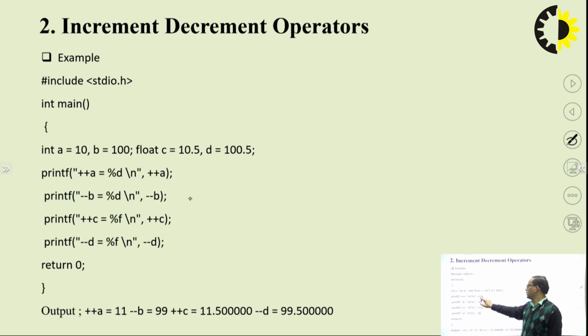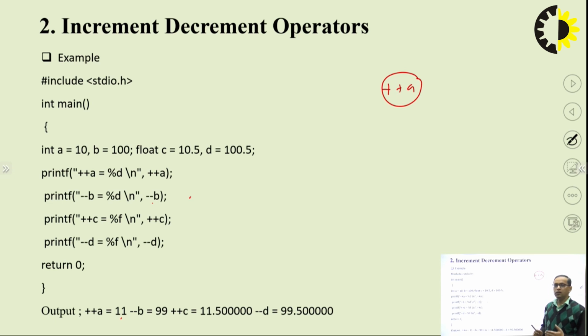Now we have to perform plus plus A. This is the pre-increment. The pre-increment operator at first increases the value of the variable by 1, and then assigns the new value. So when we perform plus plus A, the value will be 11. Next we perform minus minus B, which is the pre-decrement. It first decreases the value of B by 1 and then assigns the new value. The value of B is 100, so after the pre-decrement it will be 99.